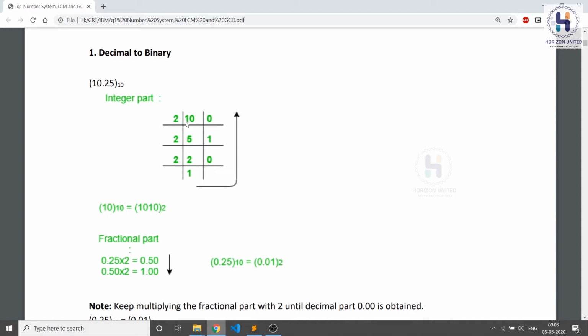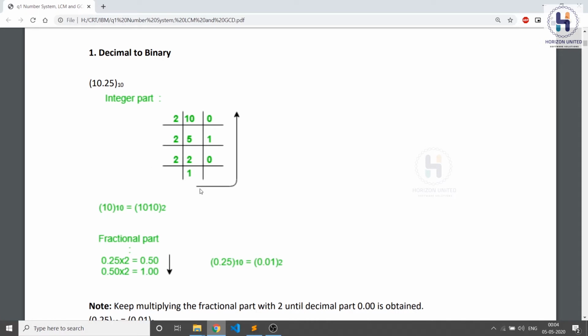Now let's see. Here 10 is going to be divided by 2, right? And we get the quotient as 5. Again it has to be divided by 2. Here the remainder is 0, and if we divide 5 by 2, the remainder will be 1. Again 2 has to be divided by 2, the remainder is 0, then 2 has to be divided by 1, right? Until you reach 0 or 1, we have to continue this process.